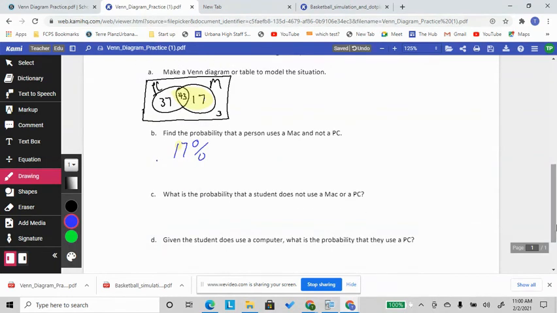Okay, what is the probability the student does not use a Mac or a PC? And we talked about that. That's neither. So that would be neither. So that's out here. I don't know what they use.